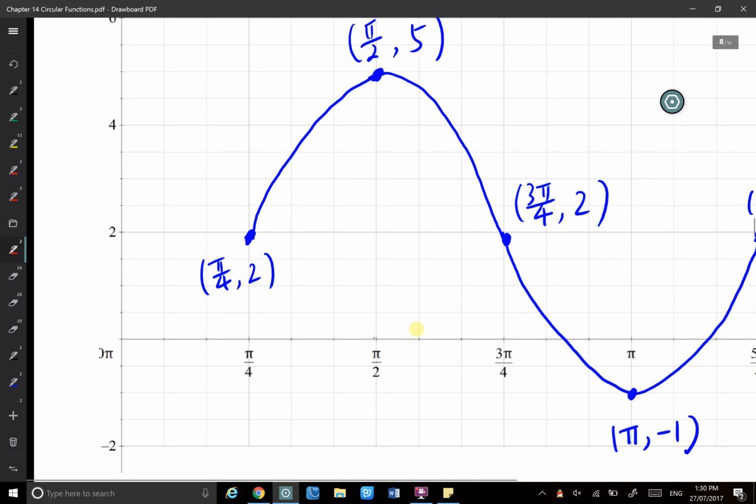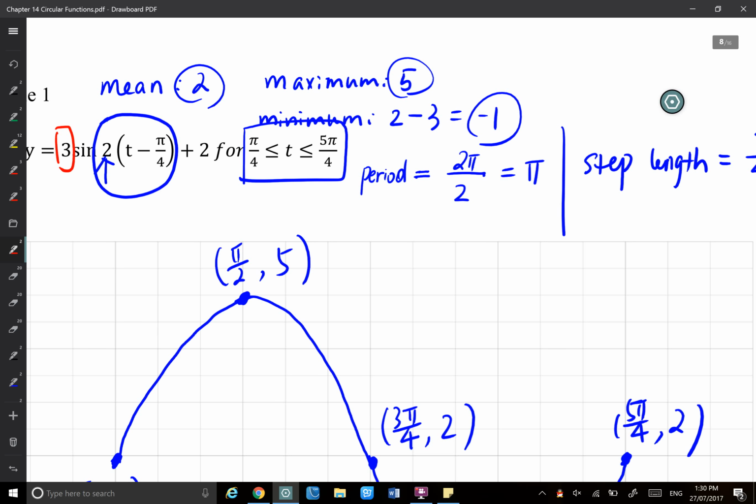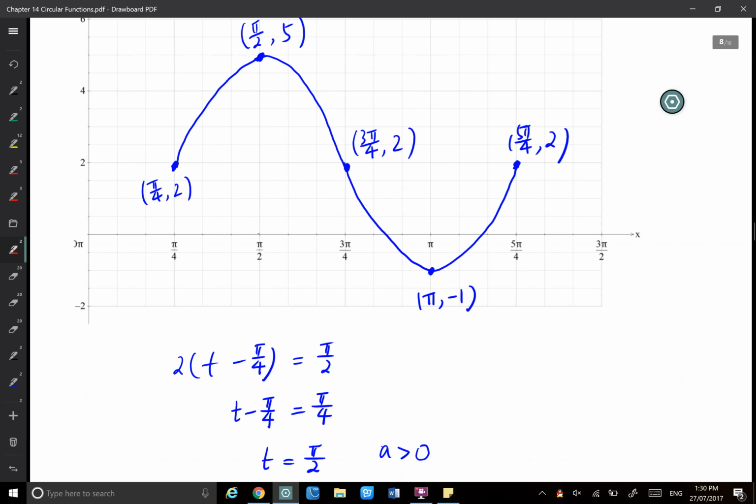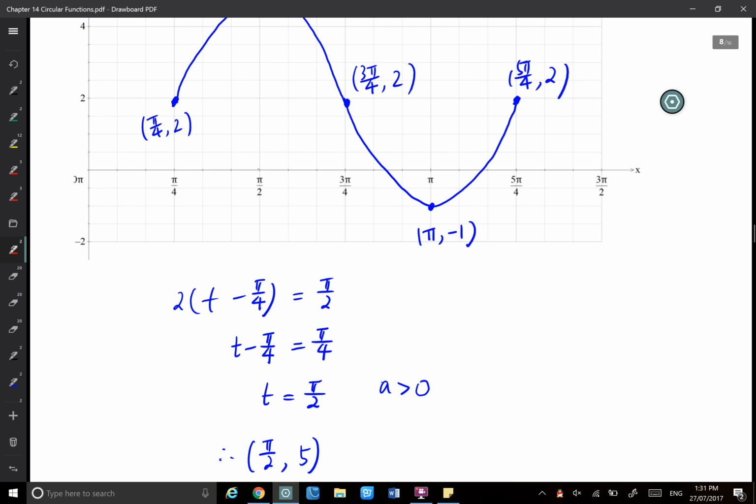And I want to know how to find the maximum, minimum or the mean. The mean will be the constant 2 in this case, and I can go up by 3 and go down by 3. So the 3 is the amplitude. It's how far it can go from the midline, in both directions. That's what we learned last lesson, and we sketched the points until we reached the domain. The domain is pi over 4 to 5 pi over 4 in this case. That's the sine graph.